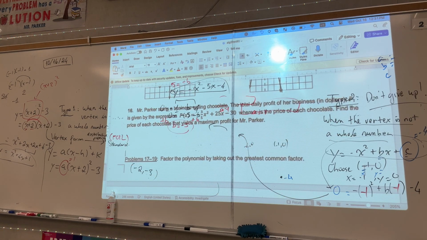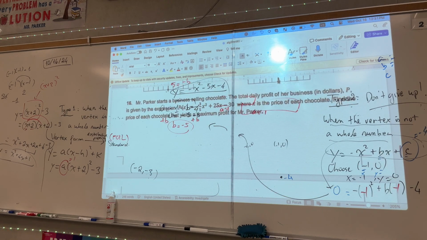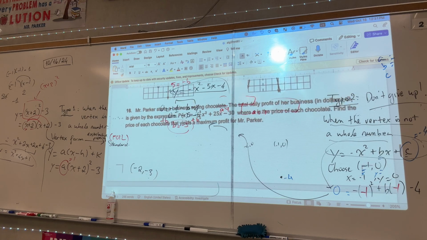Upward is positive A and downward is negative. Yes. Upward, A is positive. Downward, A is negative.